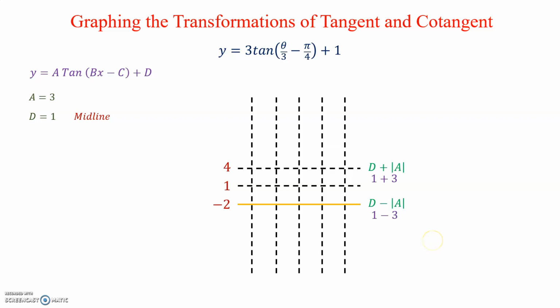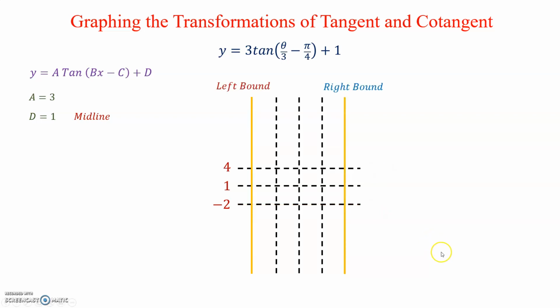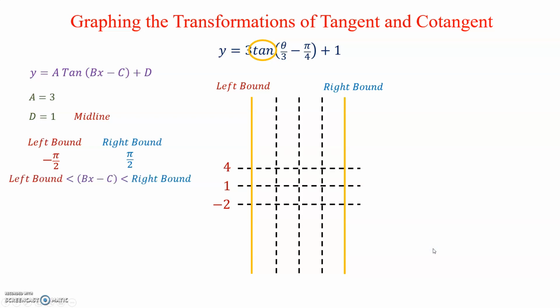Now it's time to focus in on the vertical lines. So our left bound and right bound. We established earlier that because it's tangent, we have to consider what would be the original left and right bound. We saw for tangent, left bound negative pi over 2, right bound pi over 2. So now when we set up our inequality, we're going to again focus in on what's inside the parentheses. So when we set it up, all we're now going to do is just solve for theta.